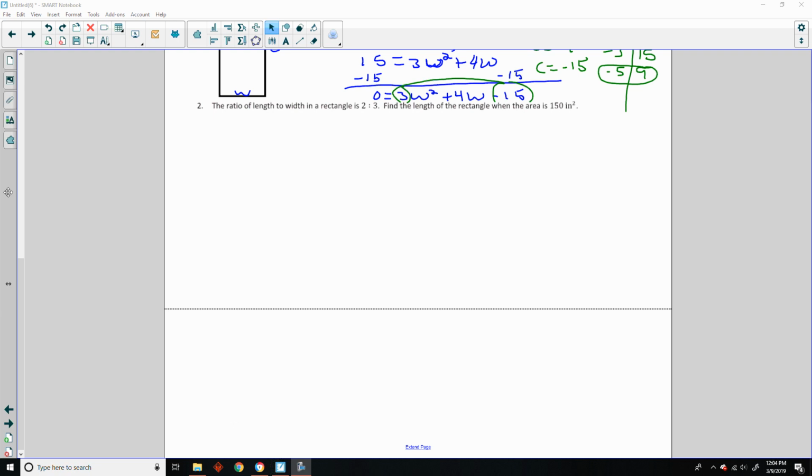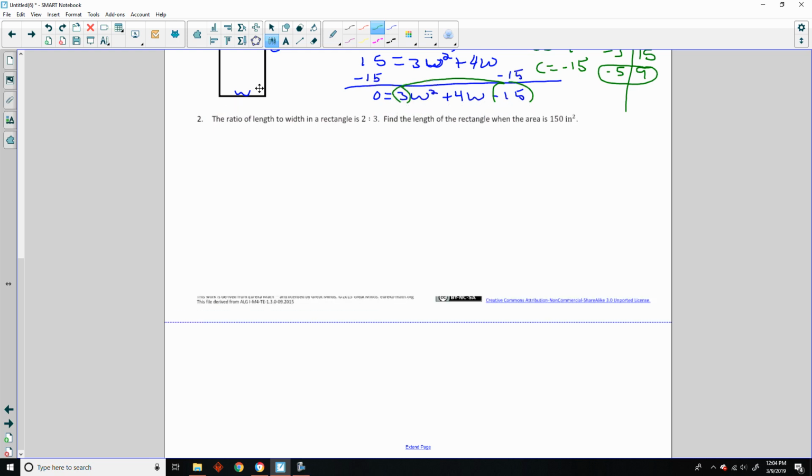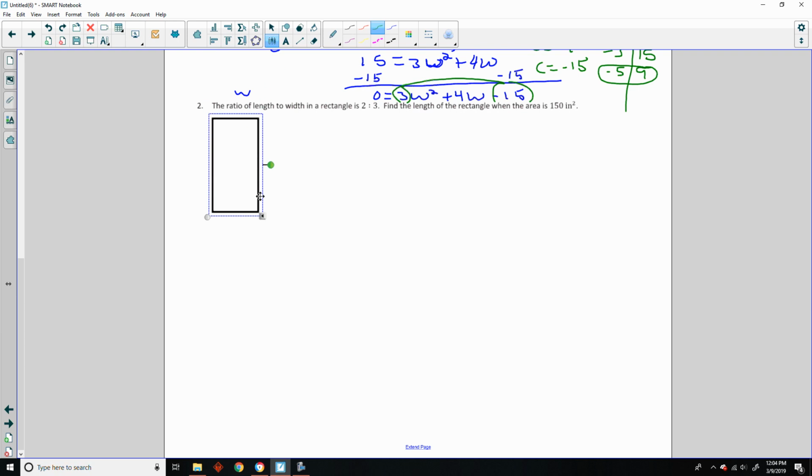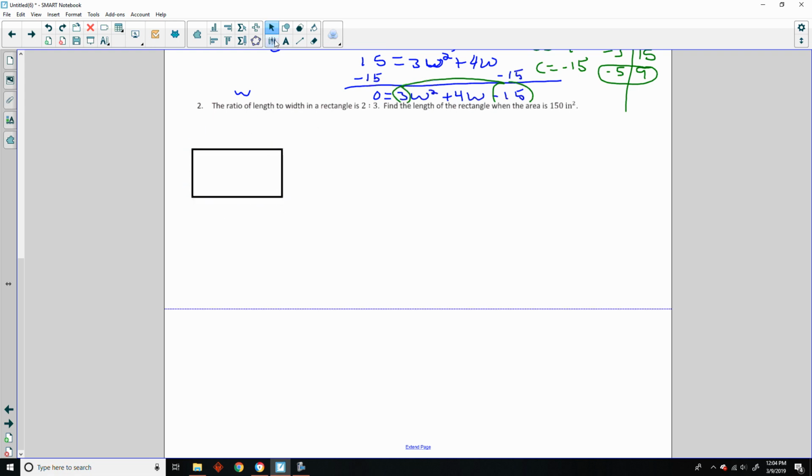Number 2, the ratio of length and width of a rectangle. Let me just steal this. The ratio of the length to width in a rectangle is 2 to 3. The length is 2, the width is 3, so I'm going to rotate this back to here. So 3x, 2x. Whenever you have a ratio, you just say 3 times something and 2 times something. Find the length of the rectangle when the area is 150 inches squared.